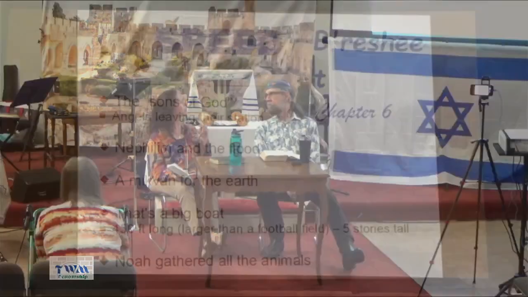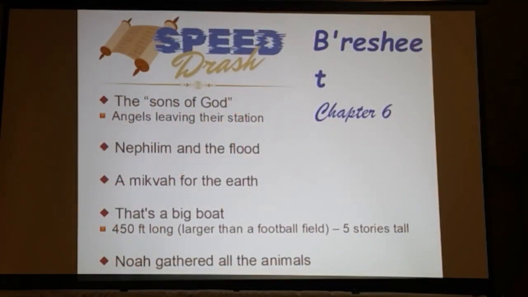Oh, we've changed. Okay, we're in chapter 6. Here we go, the sons of God. This is our introduction in chapter 6 to angels leaving their station. Do we want to briefly read that? Sure. It says, when mankind began to multiply on the earth and daughters were born to them, the sons of God saw that the daughters of mankind. So we have a distinction here.